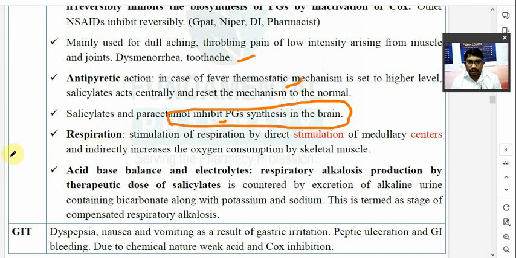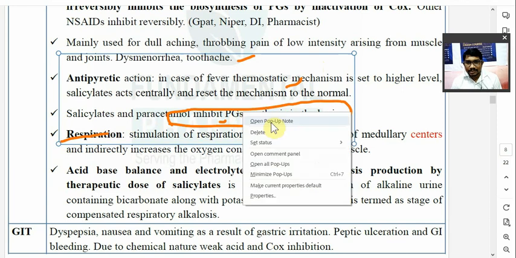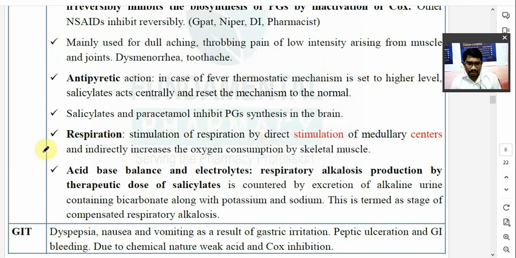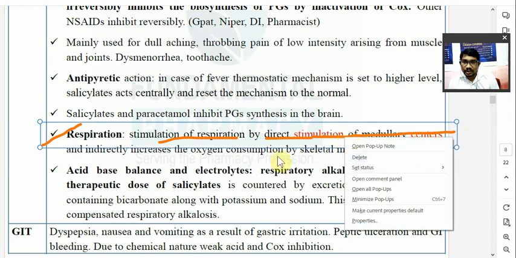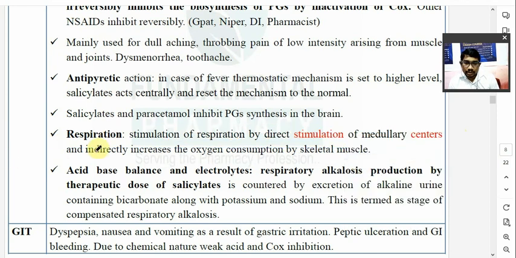The point about respiration is important. Now salicylates are known as weakly acidic drugs. What do they do? They stimulate the respiration. Salicylates stimulate the respiration in two ways. First, by direct stimulation of the medullary center. They stimulate the respiratory center in your medulla oblongata. So salicylates have a dual action on respiration. First, they stimulate the medullary center directly.